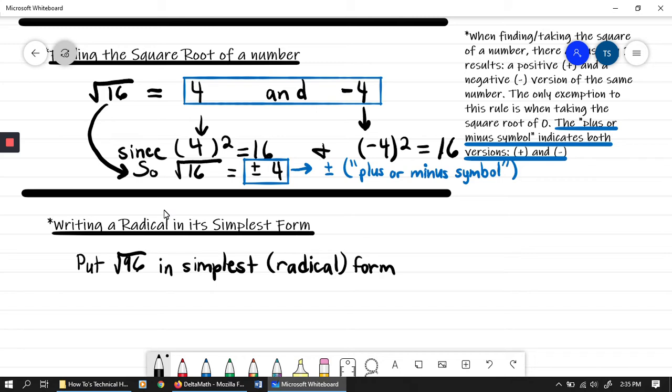Think of any factors of 96 that are perfect squares. Remember, we talked about perfect squares: a perfect square is a number that is the result of squaring some other number. So again, think of some factors of 96 that are perfect squares.